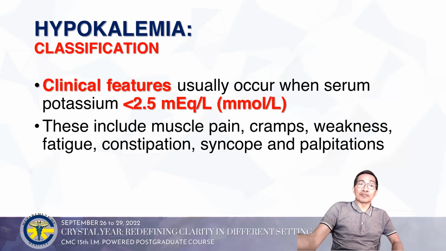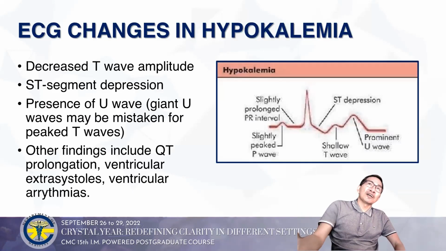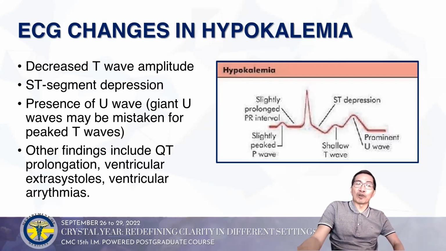Now, usually, that's the time when clinical features come in terms of hypokalemia, when the potassium values are 2.5 milliequivalents or below. And what are these? These include cramps, muscle weakness, muscle pain, easy fatigability, constipation, syncope, and palpitations. Again, as you see ECG changes in hyperkalemia, you see EKG changes in hypokalemia as well.